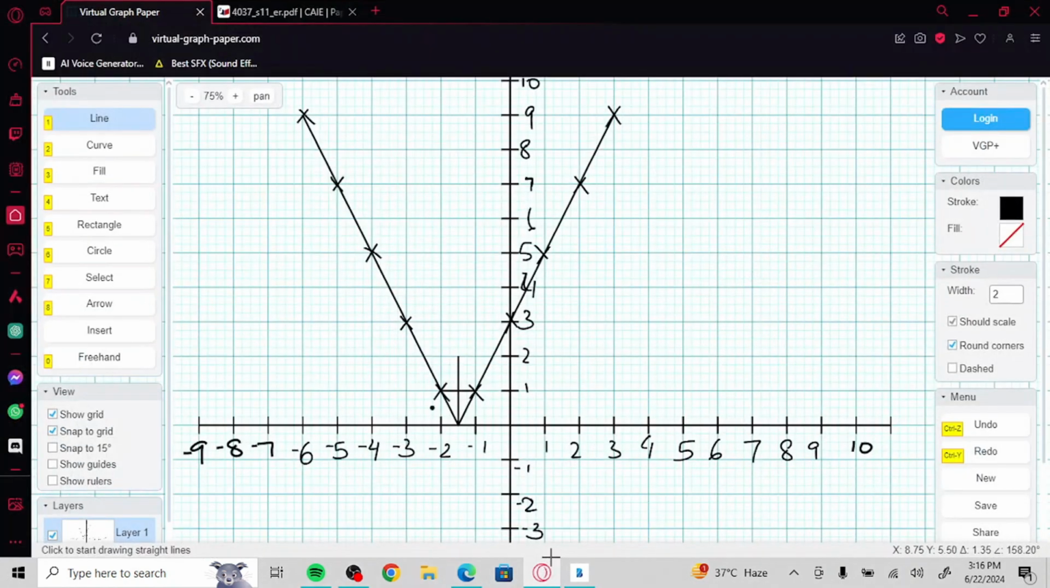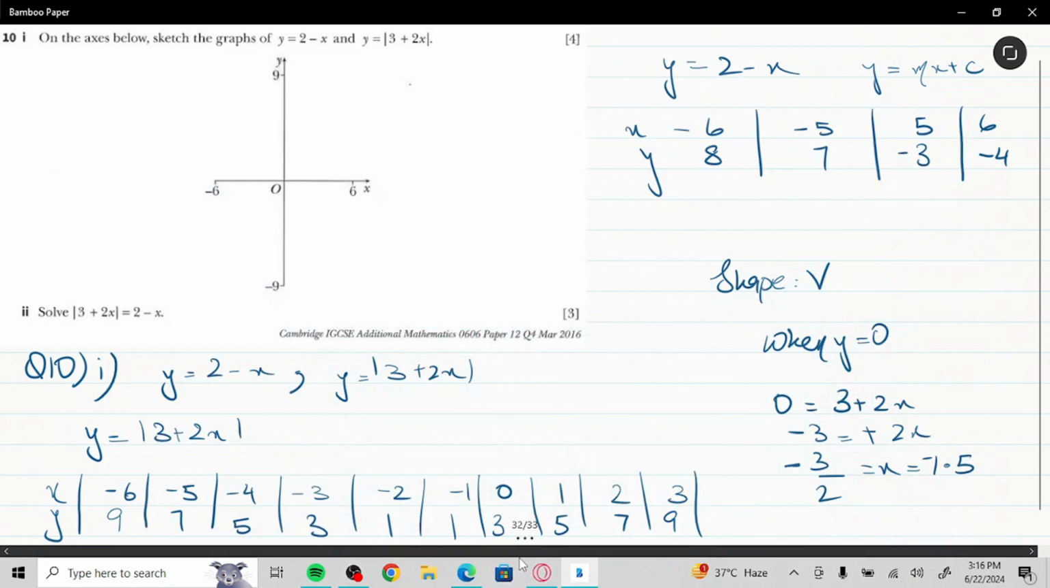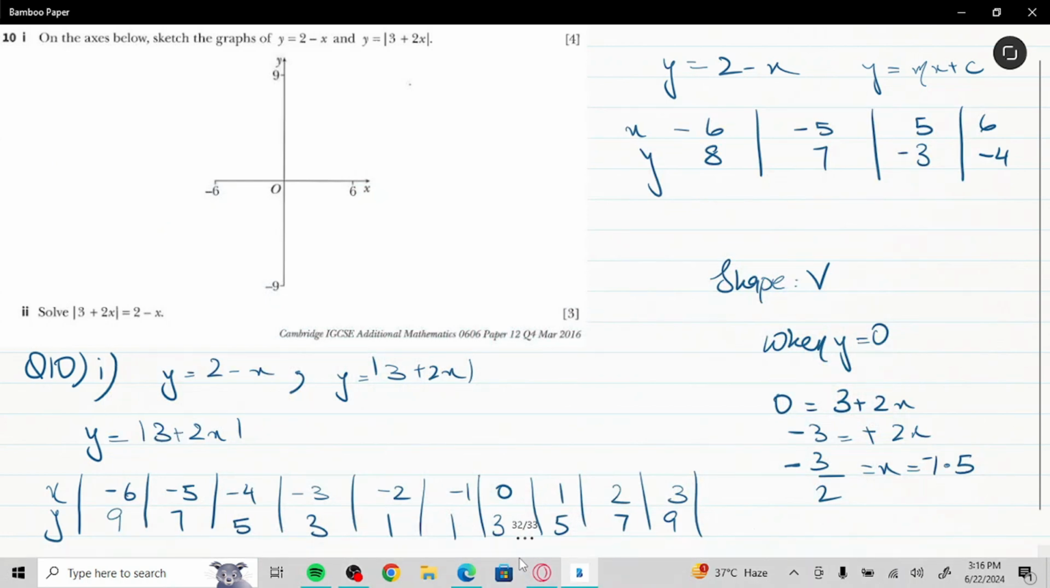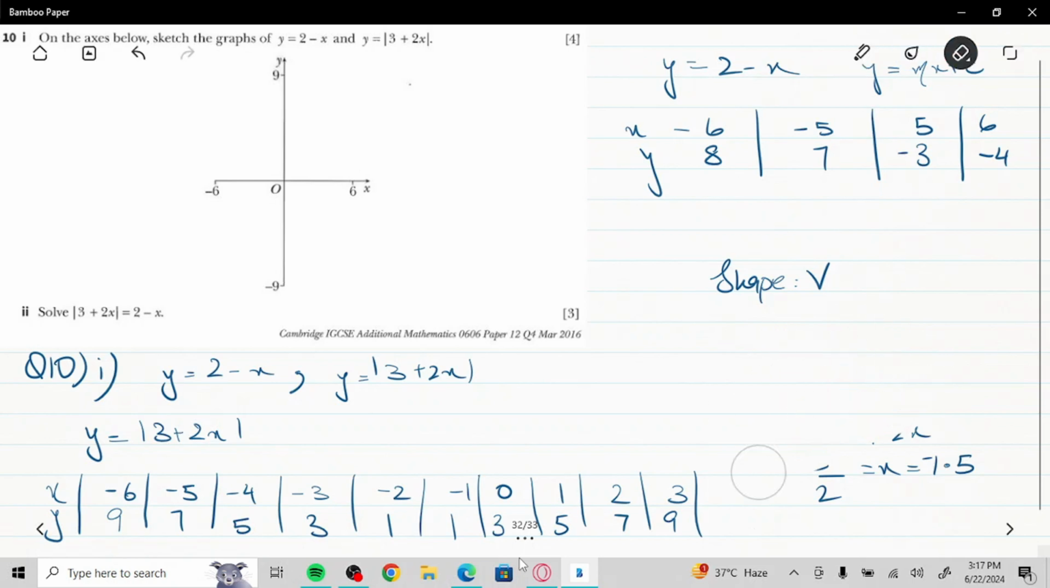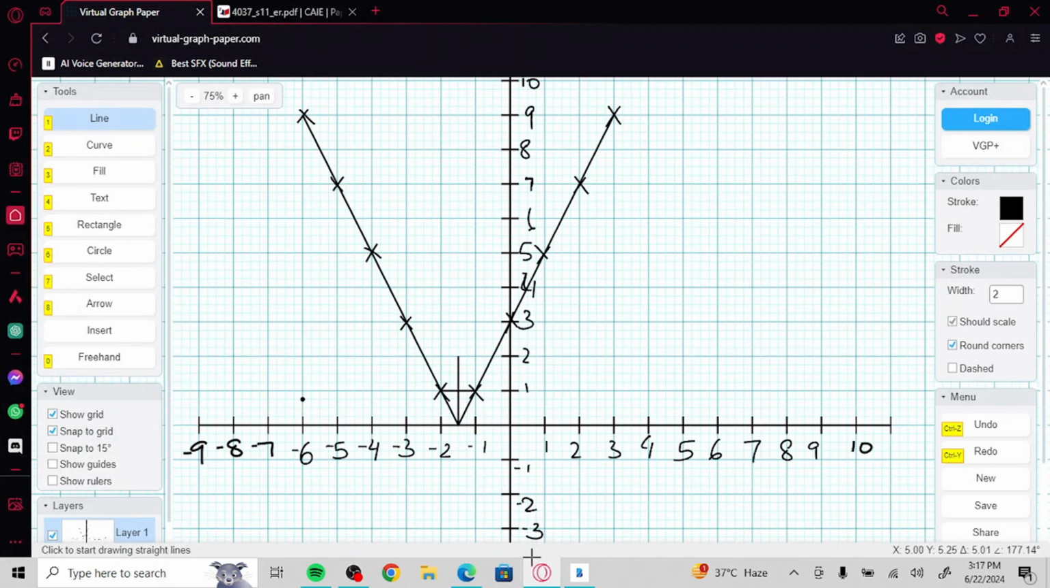Okay. Now this is the graph for 3 plus 2x in our modulus. The next thing we do is make the graph of y is equal to 2 minus x. And let me just erase this, as this space will be needed. Okay, so y is equal to 2 minus x. Just plot the coordinates. When x equals minus 6, y is equal to 8. It goes all the way up here.